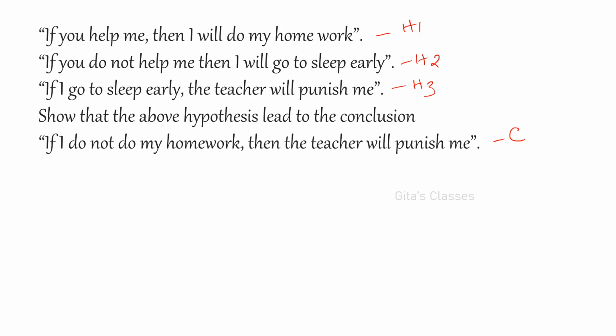Whenever you are given like this, please try to divide them into atomic statements. Read the question and try to collect all the atomic statements. Here, what are there? You help me is one statement. I will do my homework is one statement. If you do not help me, that means negation of this sentence. I will go to sleep early is another statement. Already it is repeated, so you need not write that. The teacher will punish me. So there are 4 atomic statements we can find from the given question, right?